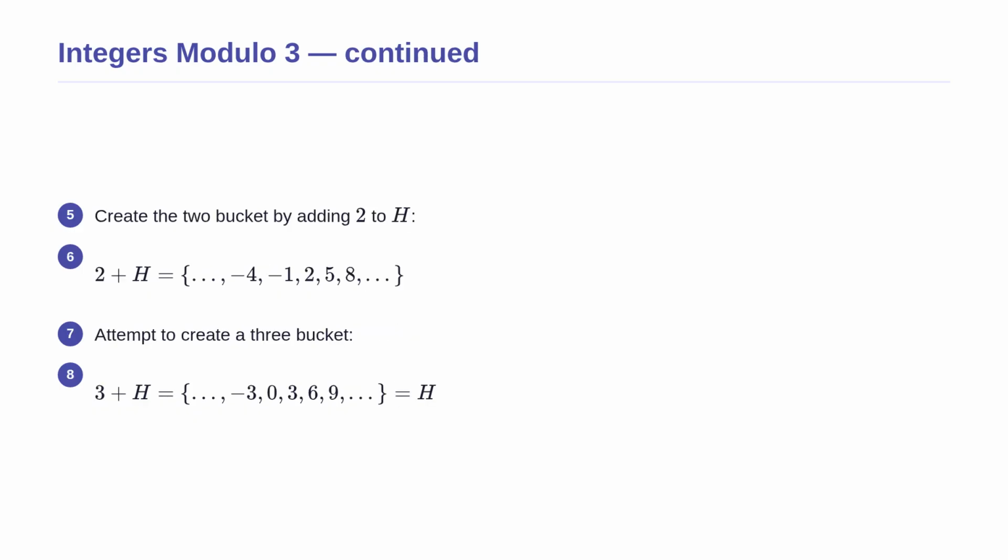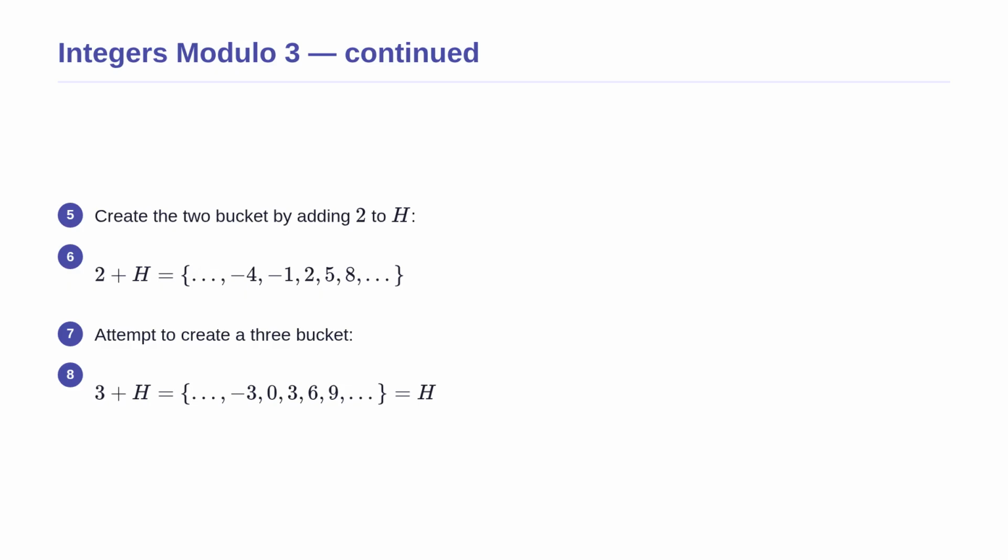Continuing our process, we create another bucket by adding the number 2 to every element in our home base H. This specific bucket captures all numbers that leave a remainder of 2 when divided by 3, like -1, 2, and 5. But look what happens if we try to make a fourth bucket by adding the number 3. We get the exact same list of numbers as our original subgroup H.